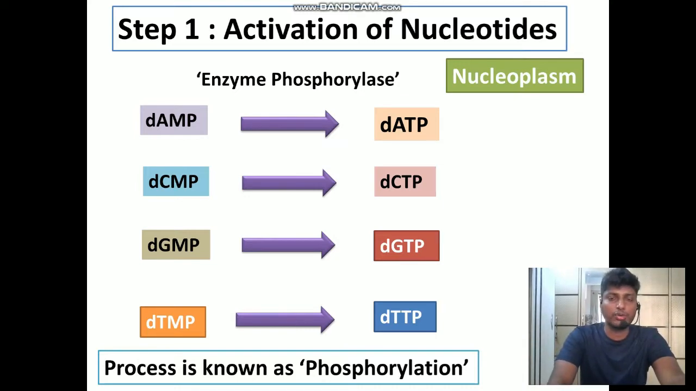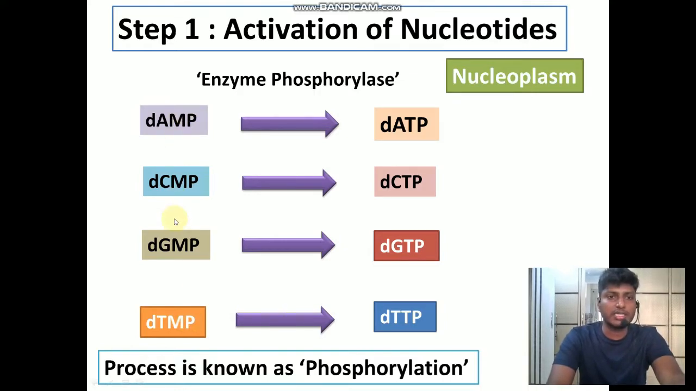And how are these nucleotides helping? First of all, the nucleotides on the left-hand side, you can see here, there are four basic nucleotides which are involved in the formation of DNA. These are dAMP, dCMP, dGMP and dTMP. What is dAMP? dAMP stands for deoxyadenosine monophosphate. Likewise, see here, dCMP will be deoxycytidine monophosphate, dGMP will be deoxyguanosine monophosphate, and dTMP deoxythymidine monophosphate.